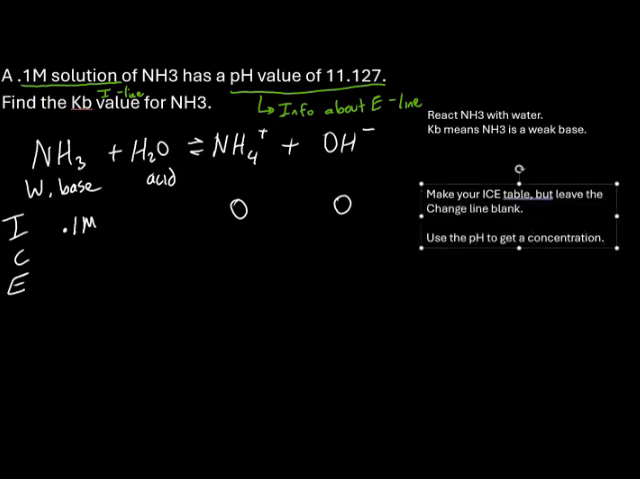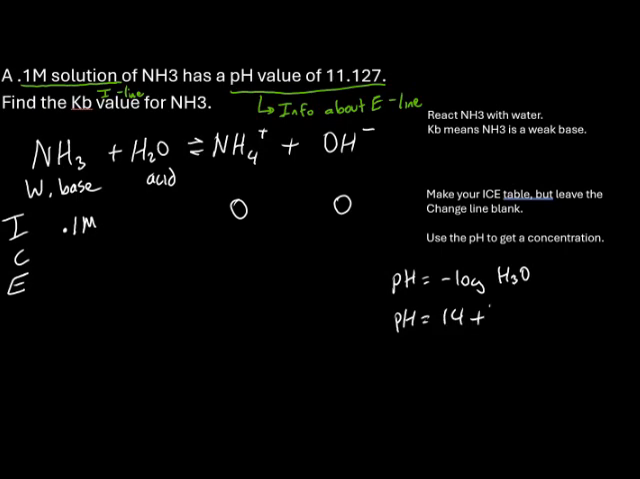We have two options for what equation to use to reach that concentration. We can say that pH is equal to negative log of H3O, or we could say that pH is equal to 14 plus the log of OH. Since OH is a member of our equation and H3O is not, it makes more sense to use the second option. We already know the pH is 11.127, and we'll place that in the pH position. This will equal 14 plus log of OH.